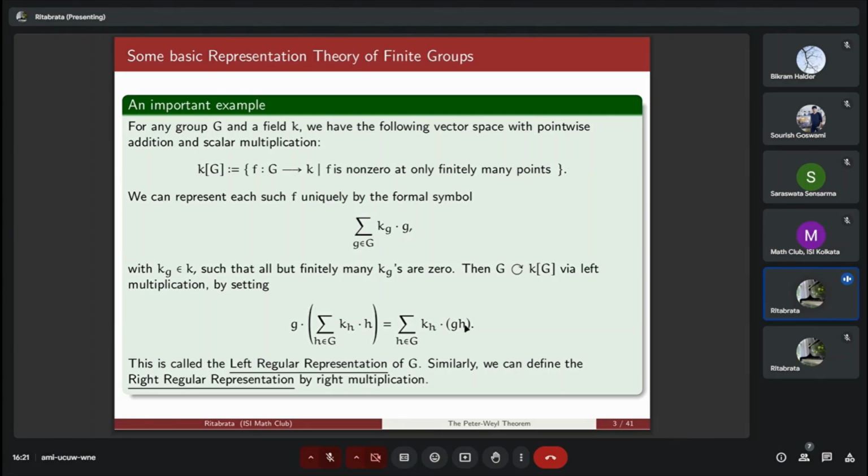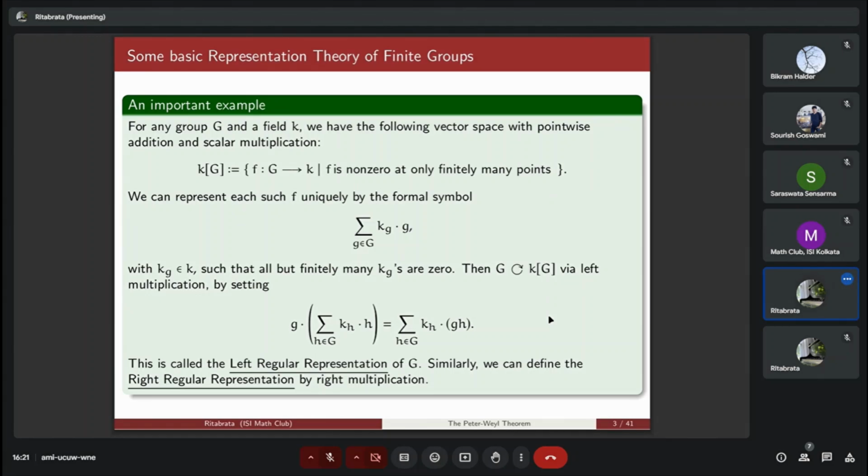by just left multiplication: keep the scalar as it is, and act on each slot by left multiplication. This is called the left regular representation of G. Similarly, we can define the right regular representation of G by setting g dot the sum of k_h dot h equal to the sum of k_h dot hg instead of gh, just interchanging h and g.